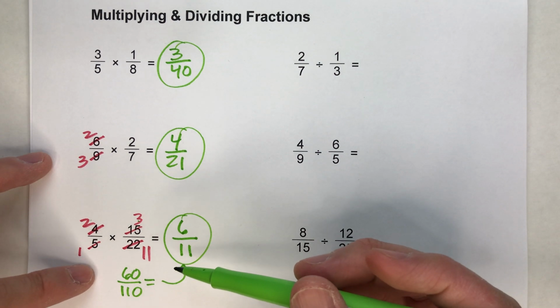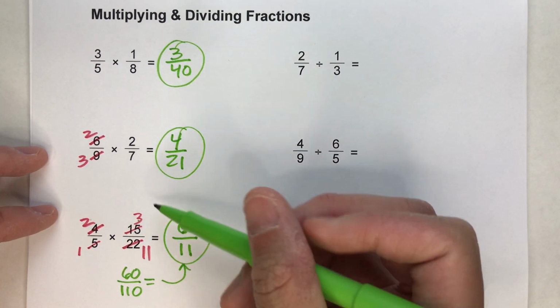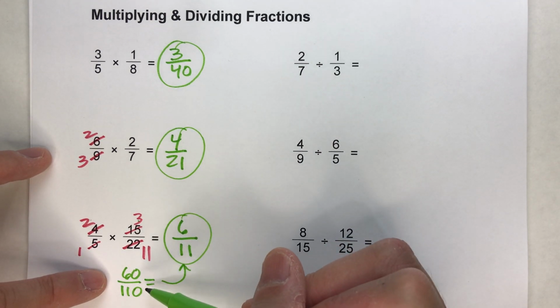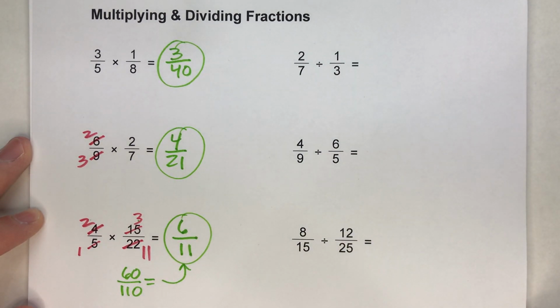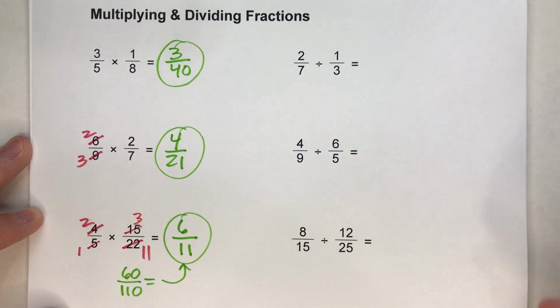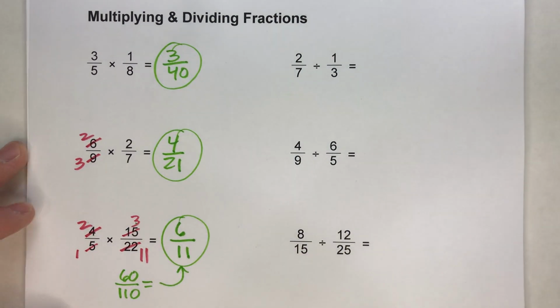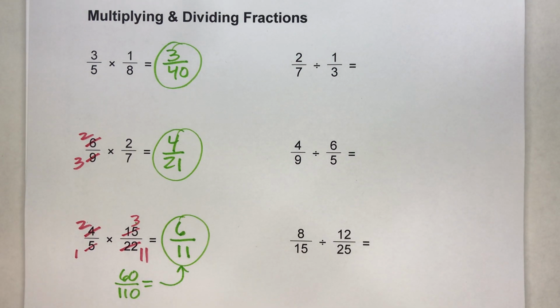So that's why I always recommend reducing it before you multiply when the numbers are smaller. Because when you get these big giant numbers, sometimes it's hard to find the number that reduces the fraction. All right? So those are the multiplying examples. Let's do the dividing examples now.